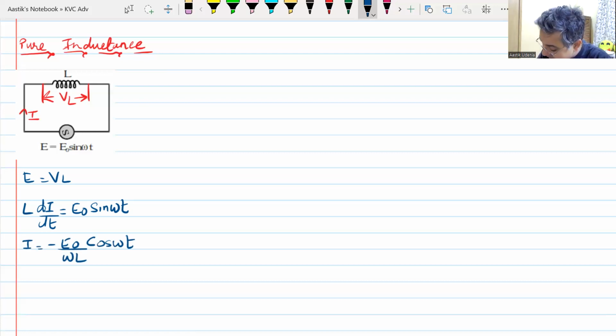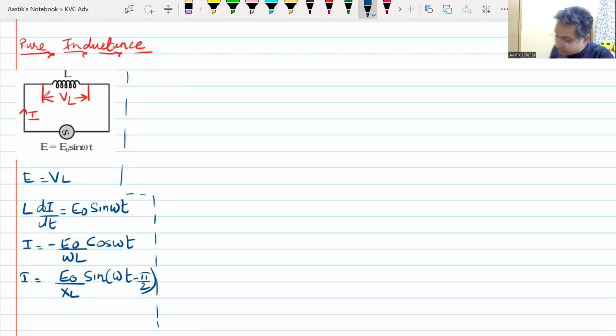Now this can be written as I will be equal to E naught divided by XL. Do you remember this XL? Yes. Into sine of omega t minus pi by 2. As soon as you write it like this, you can say that the circuit is solved.